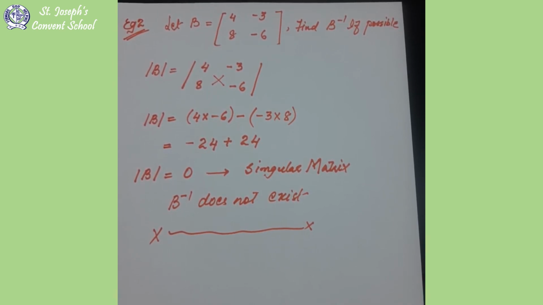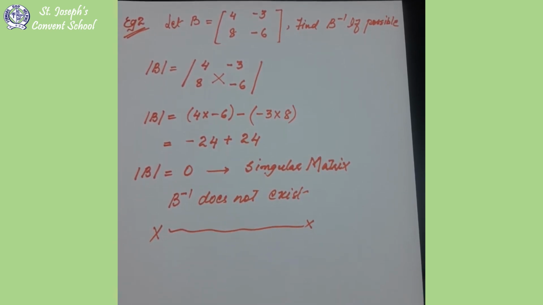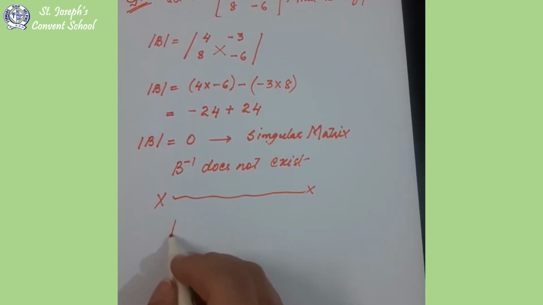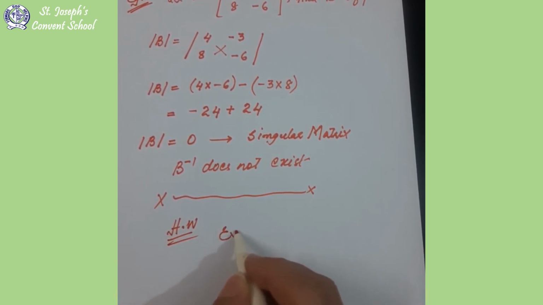So important topic we've done today. We have completed determinant, singular, non-singular matrices, adjoint A, and in the end multiplicative inverse of a matrix. Now your homework is to do exercise 7.4, question 1 till 4.